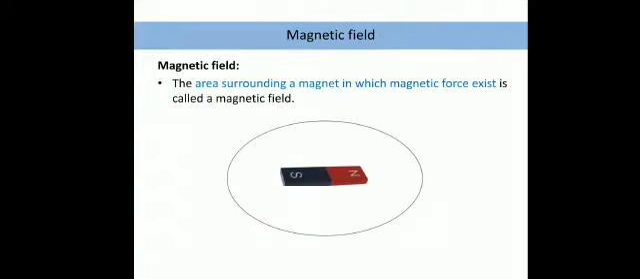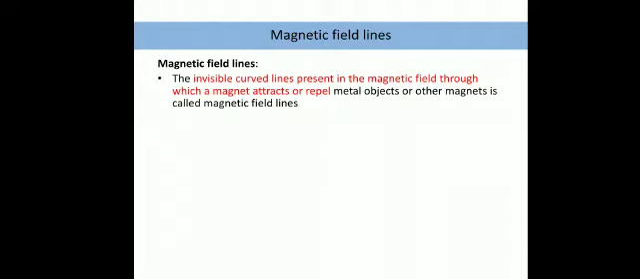A scientist came up with an explanation that inside this magnetic field there are so many invisible lines. These are called field lines. Inside the magnetic field there are imaginary magnetic lines which we call field lines. Those lines are not visible to us, but they help the magnet to attract or repel something. So these lines are known as magnetic field lines, or simply field lines.